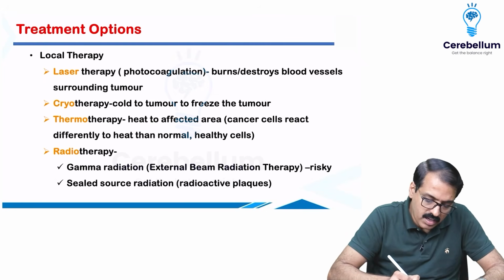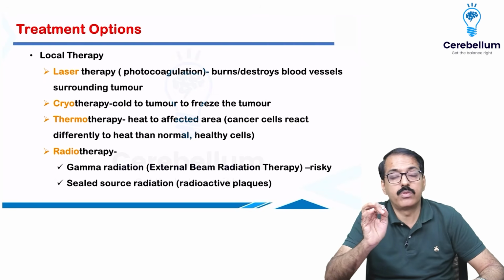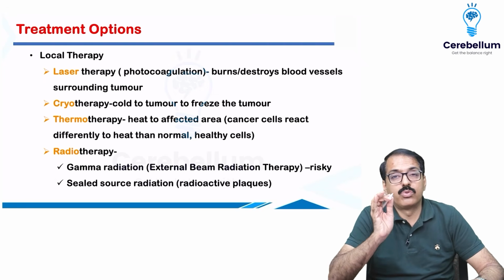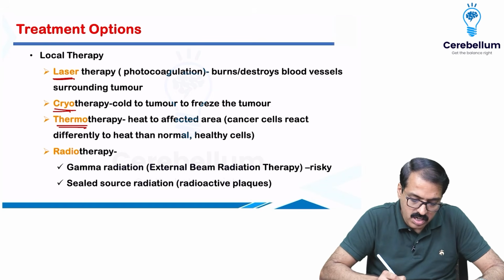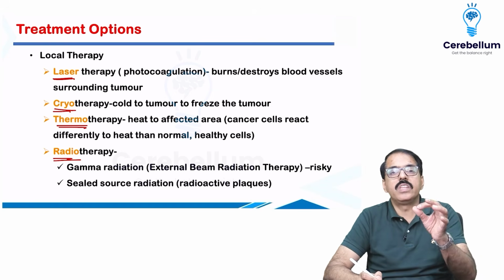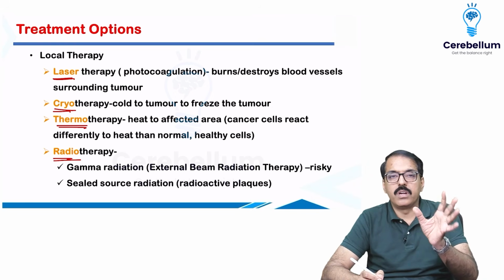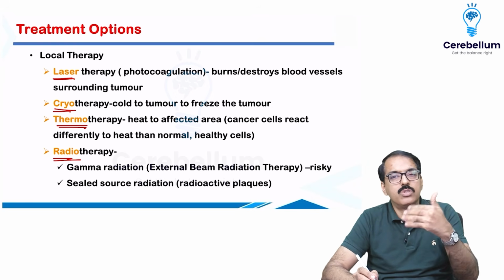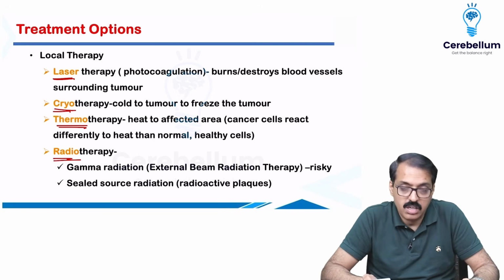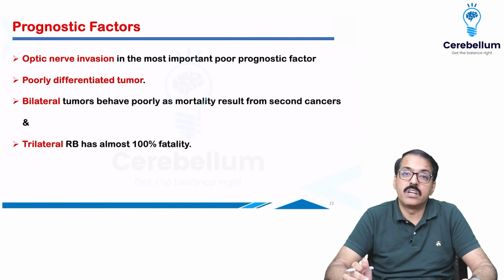Local therapies can include all forms of therapy because at all costs we have to kill the tumor. So we can use laser, we can use cryo, we can use heat, we can use radiation. Anything and everything in combination can be tried to kill all the tumor cells so that there is no recurrence or relapse of the tumor, because it's a life-threatening tumor.